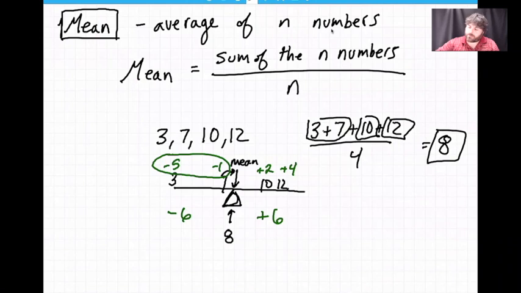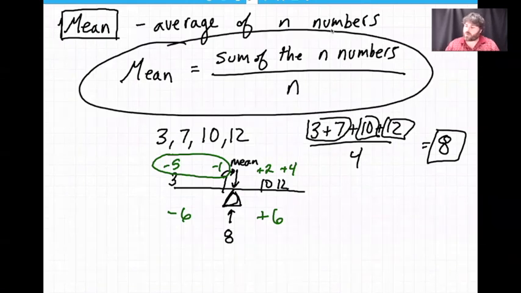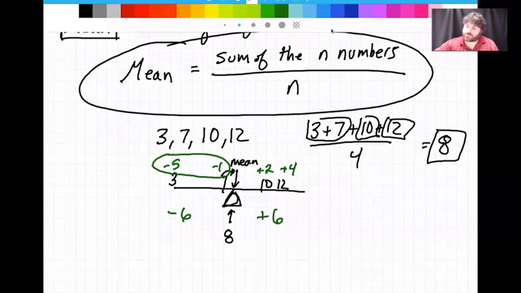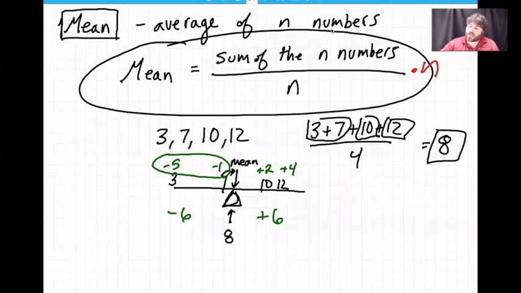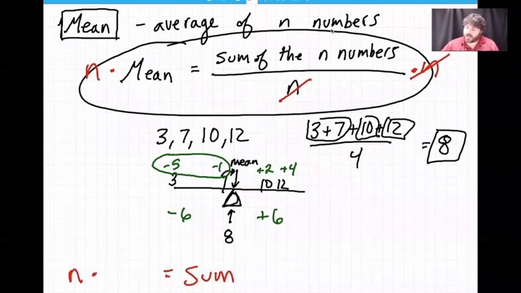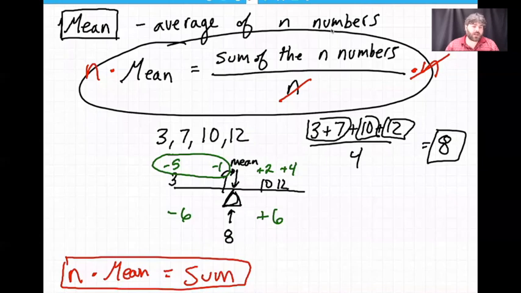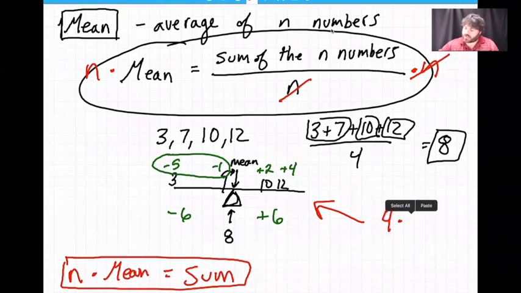So there is a relationship. If you look at this equation here, if I multiplied both sides by n, see how the n's would cancel? What that leaves me with is the sum of the n numbers is equal to n times the mean. So this is an alternate way of thinking about it. The sum of the n numbers is just the mean, the average, times n. So in our case, we had 4 numbers times the average of 8 made 32, the sum of those numbers.